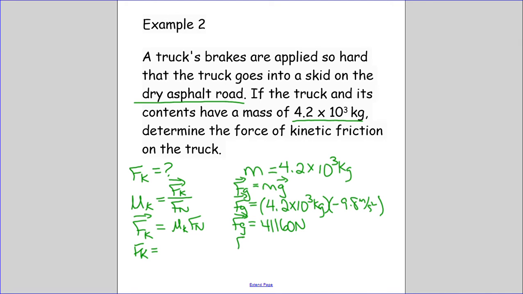And then we keep in mind that we know that Fg is equal to Fn in magnitude, and they're opposite in direction. And so really I know Fn now. All right, I know the magnitude of Fn is 41,160 newtons. Now, if I knew the coefficient of kinetic friction in this scenario, then I'd be able to solve the problem. And so it talks about a dry asphalt road.